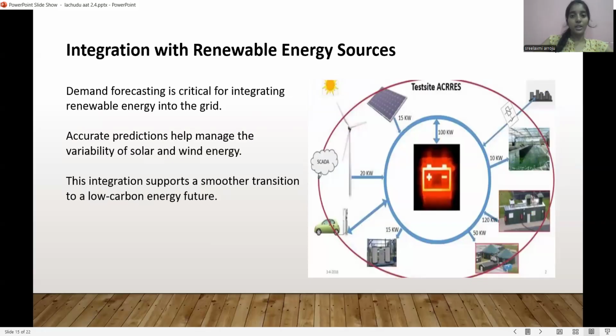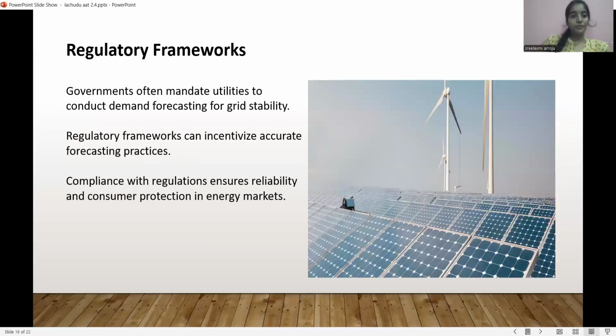Integration with renewable energy resources. Demand forecasting is critical for integrating renewable energy into the grid. Accurate predictions help manage the variability of solar and wind energy. This integration supports a smoother transition to a low carbon energy future.